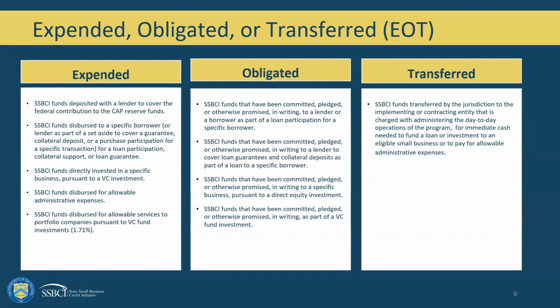Starting on the left, for expended: for transactions to be considered expended, SSBCI funds must be disbursed to a specific borrower in a direct lending or companion loan transaction, or disbursed to a lender as part of a set-aside to cover a loan guarantee, collateral deposit, or purchase participation for a specific transaction that has closed. For a CAP transaction, funds are deposited with the lender into the CAP reserve account, or for a VC and equity direct transaction, SSBCI funds must be directly invested in a specific business.